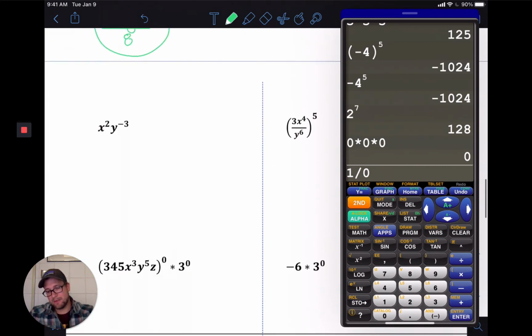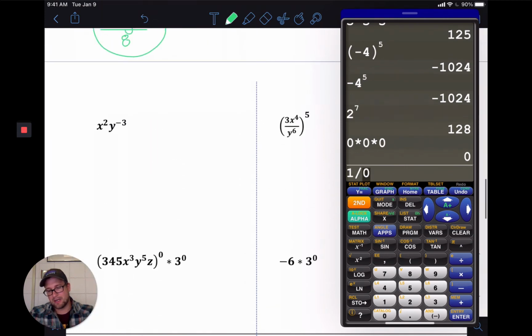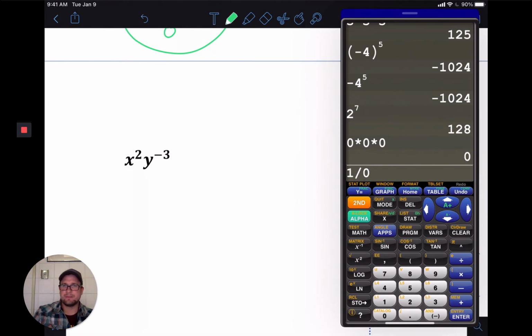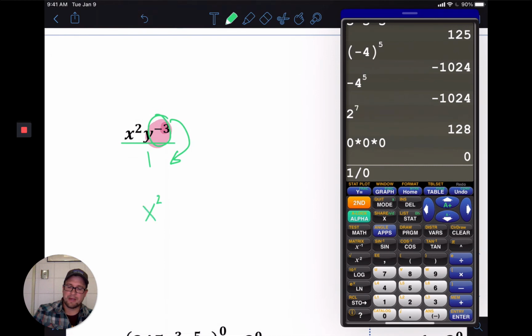Looking down at the bottom here, I think we have just a couple more problems left to talk about. We have x to the 2nd times y to the -3rd. Hopefully your red flag is going off and saying this is the part that is not okay. We're not allowed to have negative exponents. Here's how we fixed them. We took our fraction, we put it over 1. Anything with a negative exponent, we move to the other side. So I would be left with x to the 2nd over y to the 3rd. And that's it.